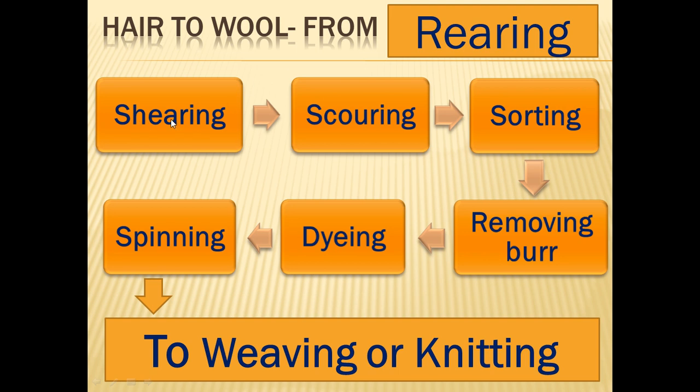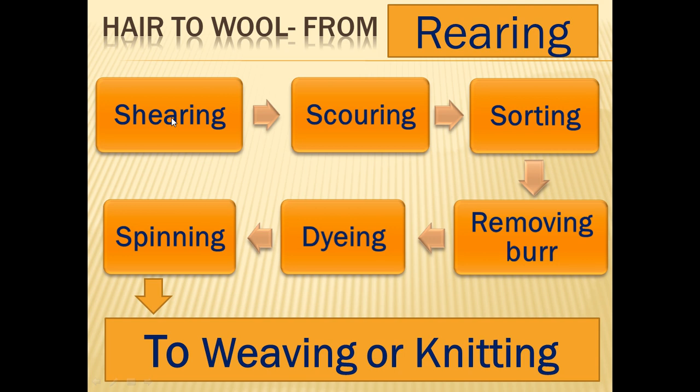Shearing means just removing the outer hair along with a little layer of the skin, which is not actually painful for the sheep, right? It is similar to your father shaving his beard, or you going for a haircut or hair trimming, but your head or skin doesn't get hurt. So it is very simple. Earlier it was done by hands and razors. Nowadays it is being done with the help of machines also.